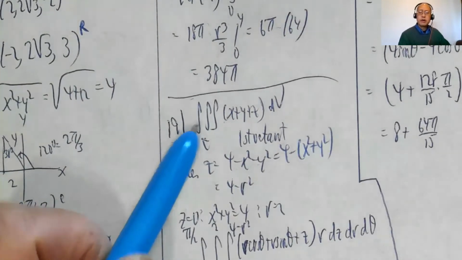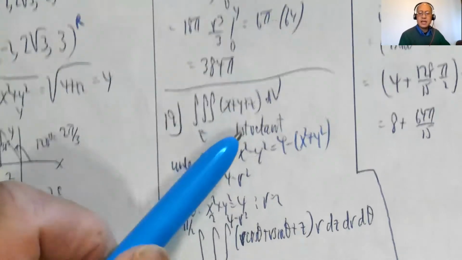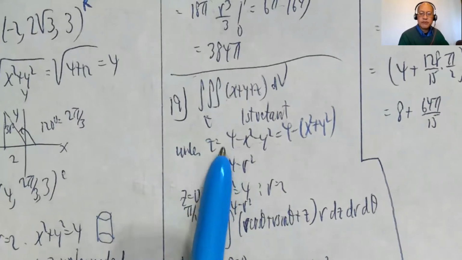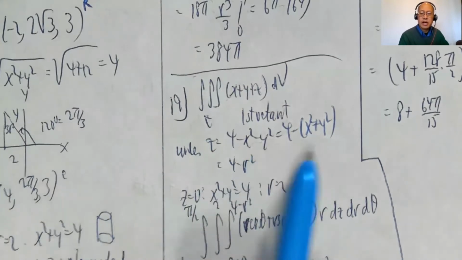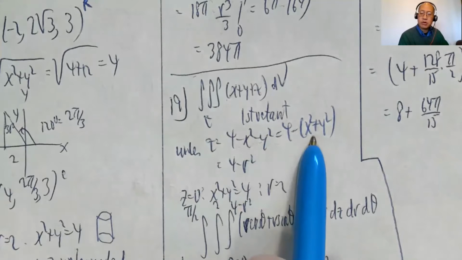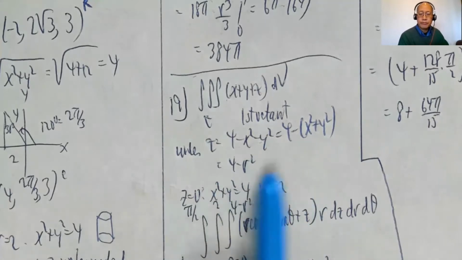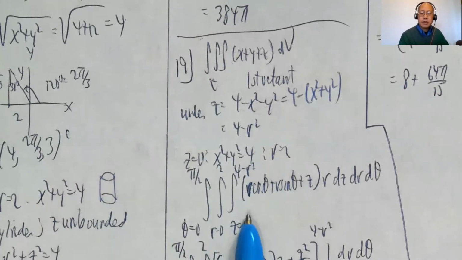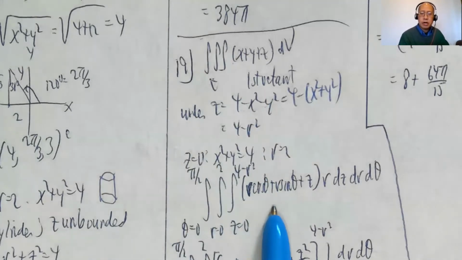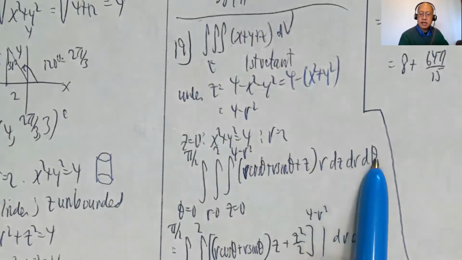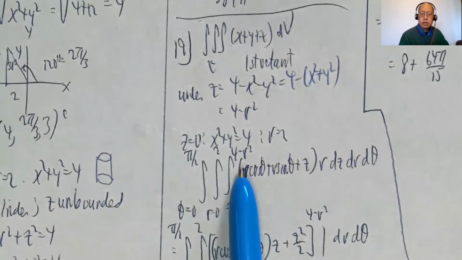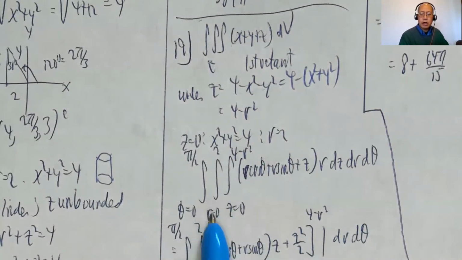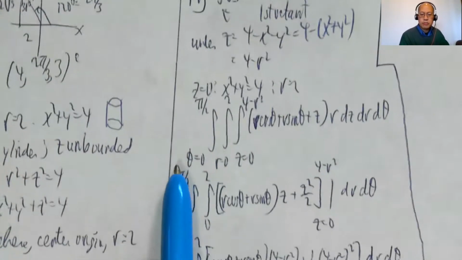Okay, 19, triple integral of x plus y plus z dV. So you're underneath z equals 4 minus x squared minus y squared. That's 4 minus parentheses x squared plus y squared, or 4 minus r squared. And it says you're in the first octant. Okay, so x becomes r cosine theta, y becomes r sine theta, plus z, r dz dr d theta. Z goes from 0 to 4 minus r squared, r goes from 0 to 2, theta goes from 0 to 2 pi.